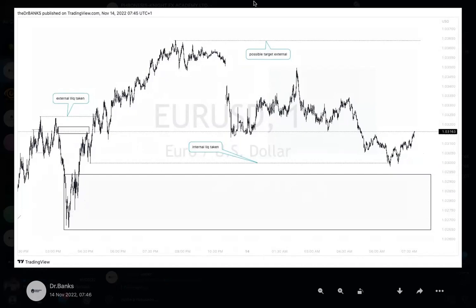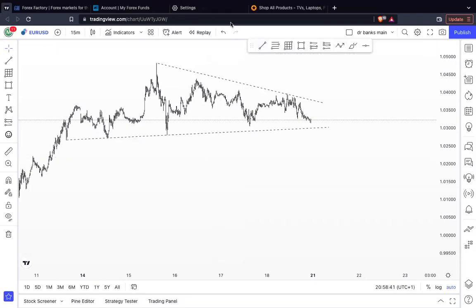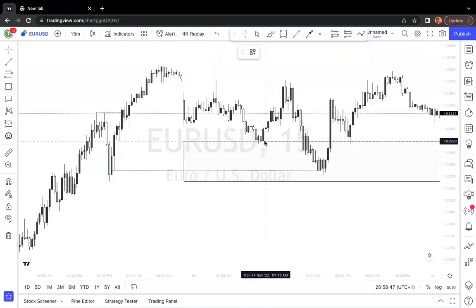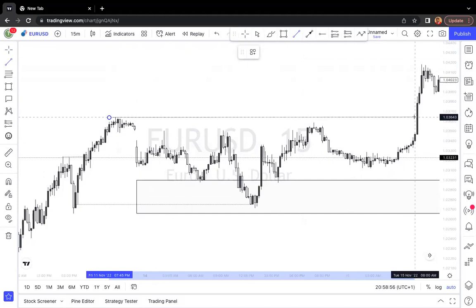And then what did we do again? We went for the target. Okay, so new share back to the chart. Which of the browsers was I using this time? Cool, okay. All right, so we came back to take this high as the external target. And yes, we took that as external target.